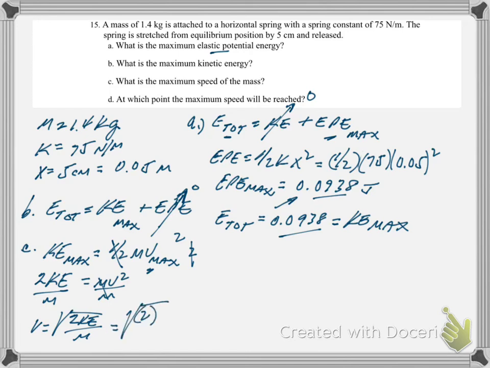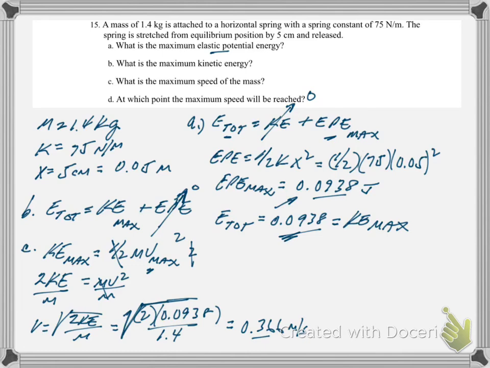Our kinetic energy max, we said, was this guy over here, 0.0938, and we have to divide that by our mass, which is 1.4. And don't forget to take the square root when you're done with that math, and you should get a maximum velocity of 0.366 meters per second.